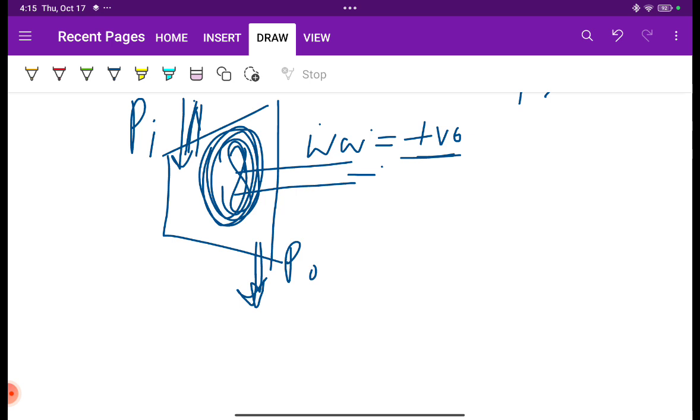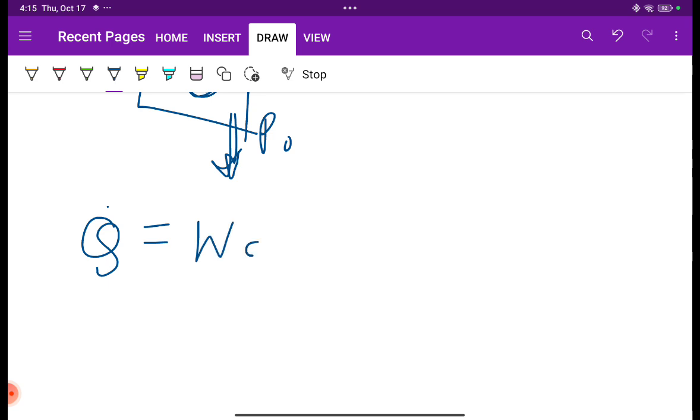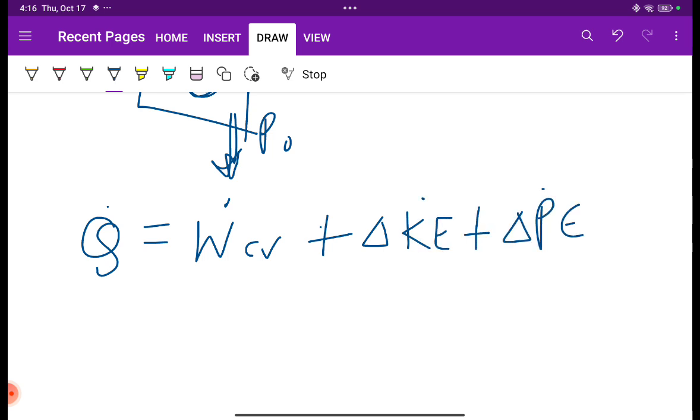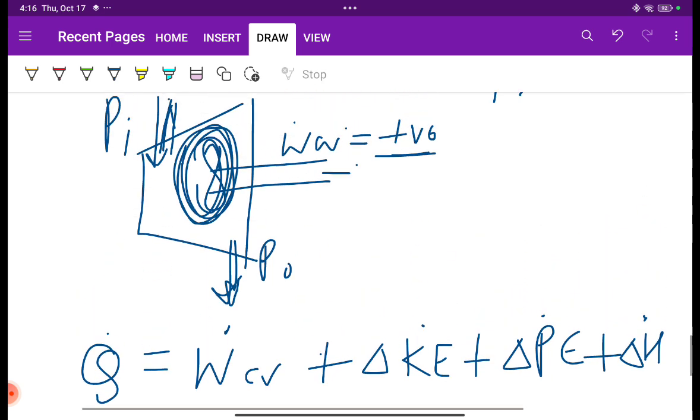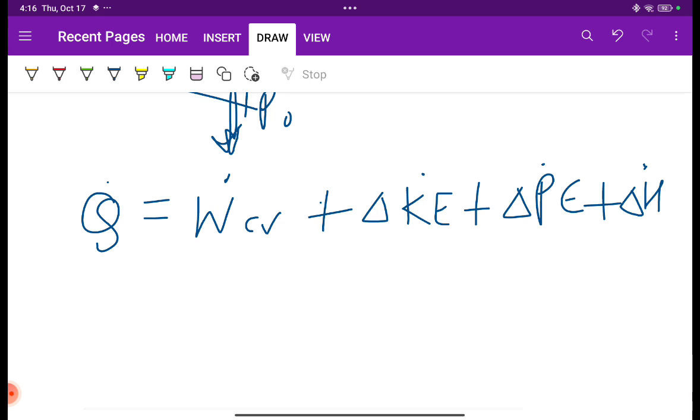For this system, the steady flow energy equation is: rate of heat interaction is equal to rate of control volume work plus kinetic energy change rate plus potential energy change rate plus enthalpy change rate. Since in this case there is control volume work, we applied it here as well, and we followed our general formula itself. The unit of this, as I have said, is watt or kilowatt.